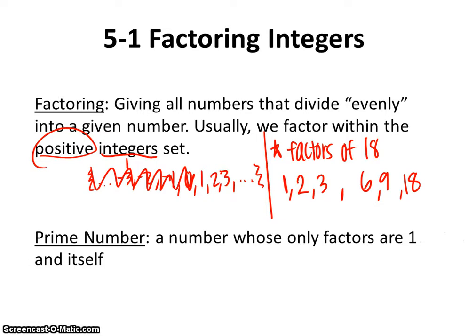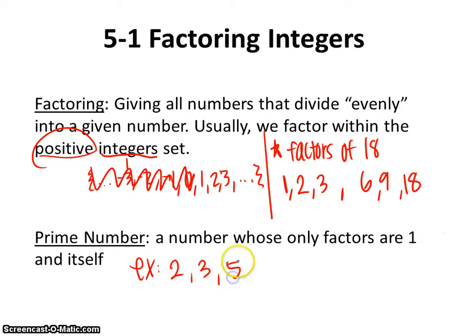Now, prime number. A prime number is a number whose only factors are 1 and itself. So, for example, we have 1. 1 is kind of a special case because 1 and 1 is itself. It's kind of complicated. But then we can start with 2. 2 is an example of a prime number, because that's 1 and 2.